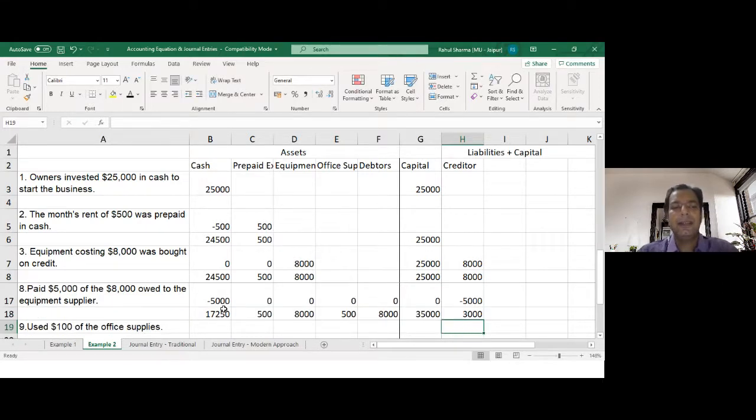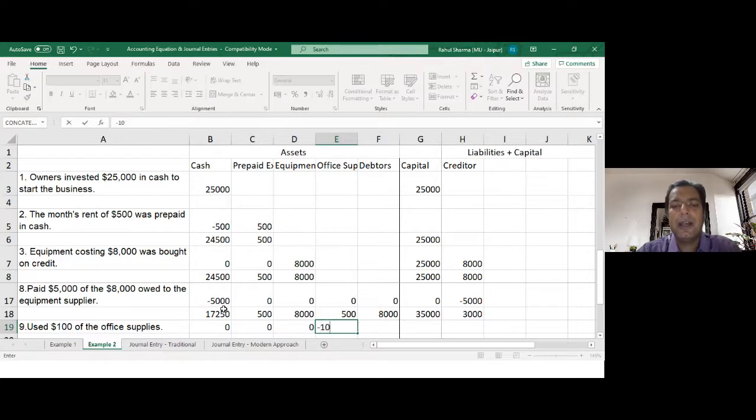We move next. Used worth 100 of the office supplies. So we consumed 100 worth of the office supplies, for personal use, or it has been consumed. Will it impact my cash? No. Is it impacting my prepaid expenses? No. Equipment? No. Office supplies? Yes, it is. And how much? 100 have moved out, so we have used 100 of it. Is it impacting my debtors? No.